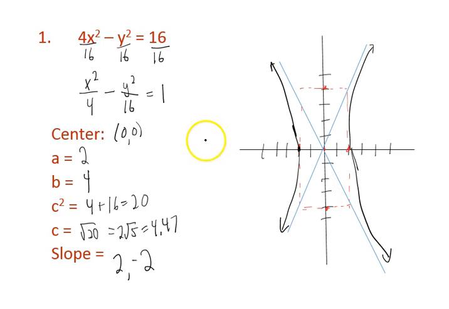And the other thing that we want to do is, because we found C, we want to locate those foci. So our C was 4.47. That means from the center, 4.47. So if I count right, 1, 2, 3, 4, and a little bit less than half to the best of my ability, there is one focus point. And left, 1, 2, 3, 4, and a little bit less than half, there is my other focus point. So these two would be considered the vertices at -2 and +2. The foci would be at 4.47 and -4.47 on the x-axis.